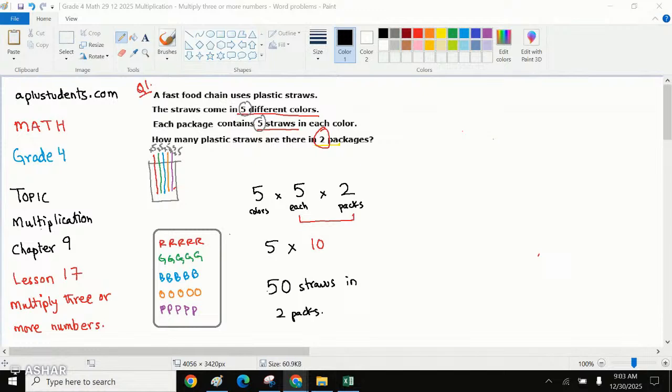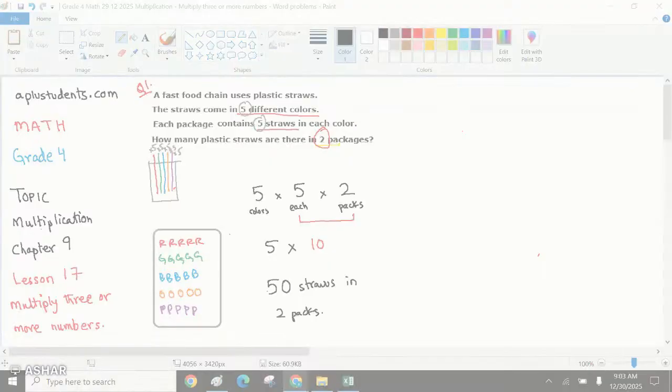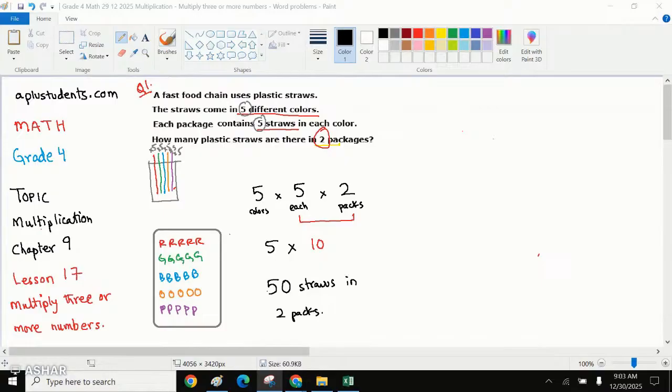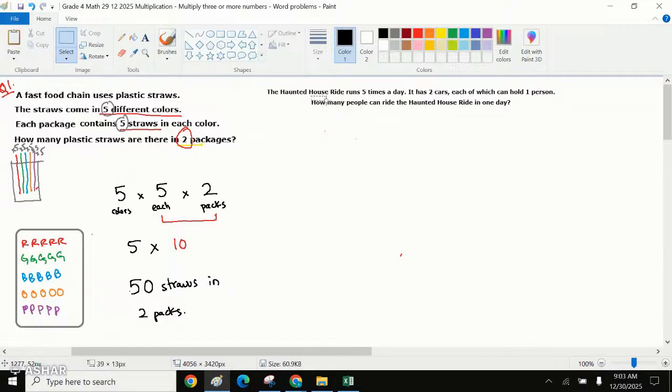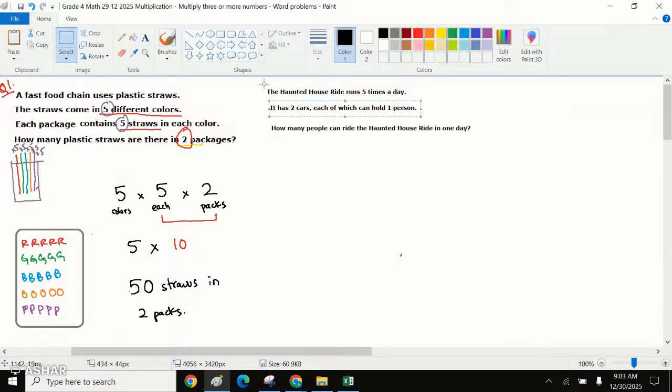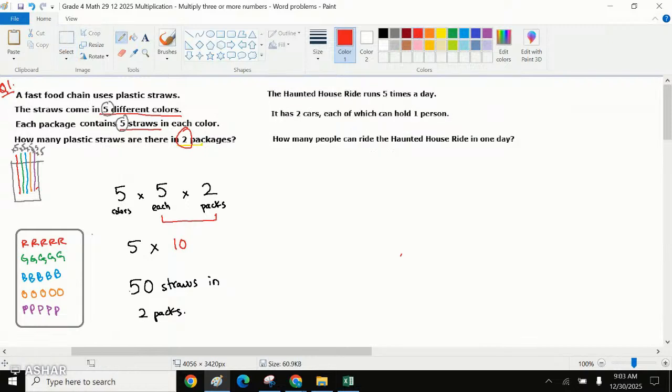Okay. The next question says, let's do it together. Let's try to find the answers and the reasoning. The question number 2 we have is, let me just reassign this so that it's easier to understand also. See, the haunted house ride runs 5 times a day. It's running 5 times in one day in question number 2. 5 times a day.